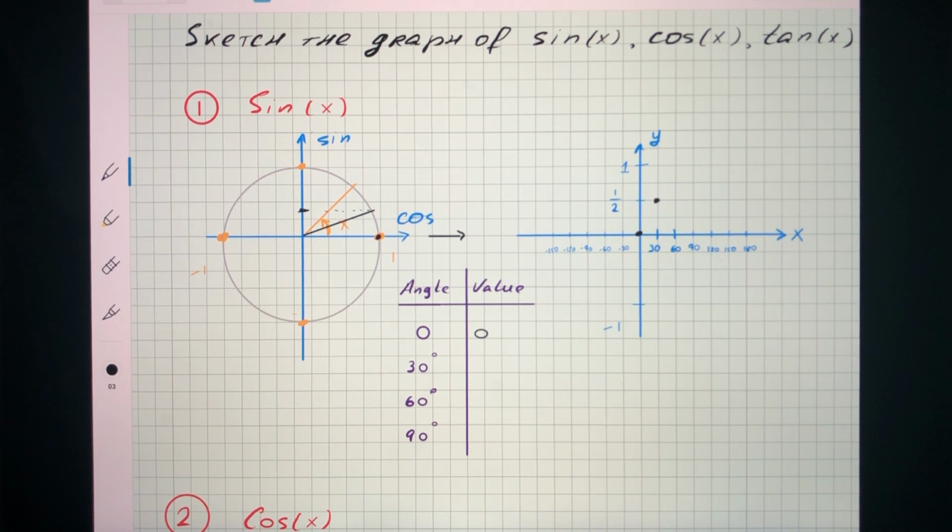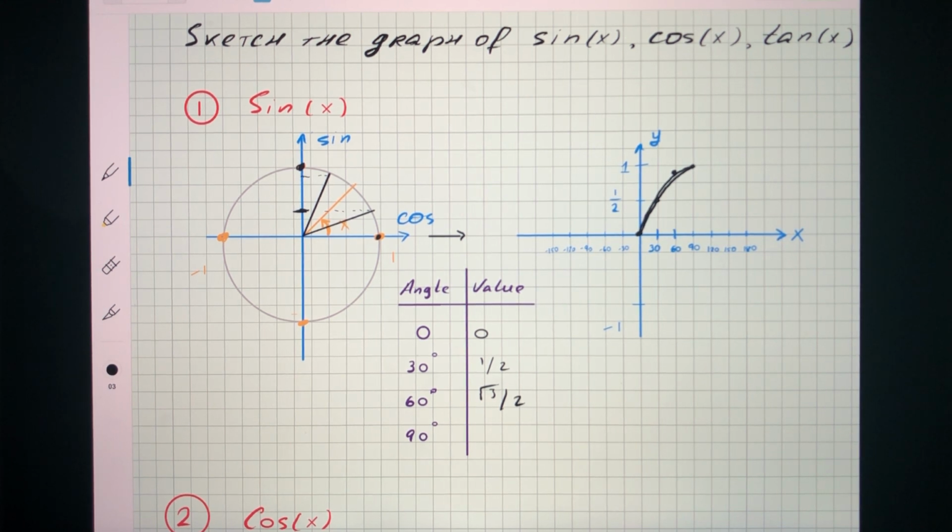We plot half. For the 60 degrees, we go to the sine and we ask ourselves, is this length closer to 1 or closer to half? It's much closer to 1, and so that answer is square root of 3 over 2, or 0.866. So almost 1, but not quite. But if we hit 90 degrees, then we are precisely at 1. So at 90 degrees, we are here. And so this is the curve that we are going to get.